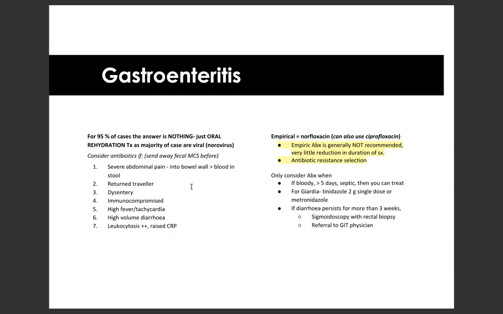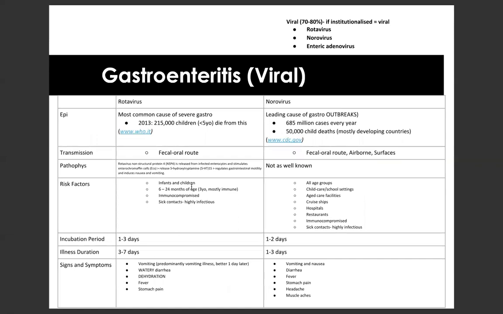metronidazole. So in terms of the most common cause of gastroenteritis, nearly 80% is viral, and the two main viral ones are rotavirus and norovirus. So rotavirus typically affects infants and children. One way of remembering rotavirus affects kids is that kids are rascals, so rascals rotavirus, versus norovirus, which is more adults or all age groups.